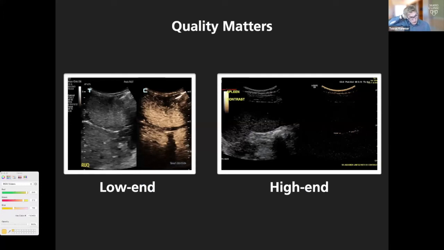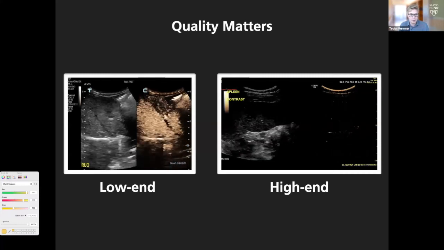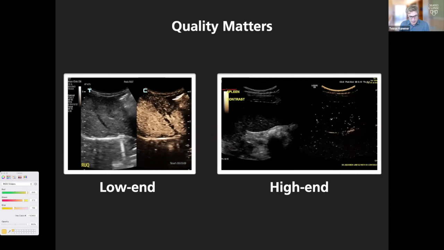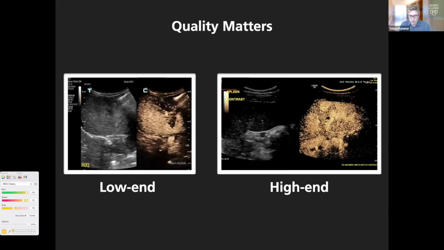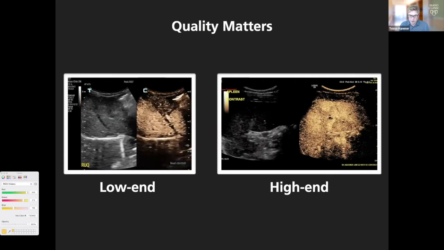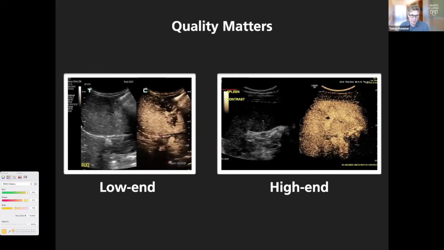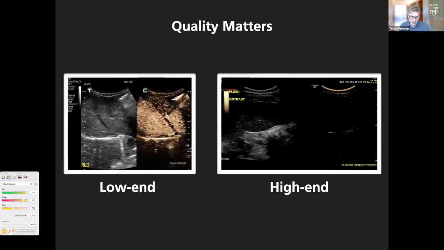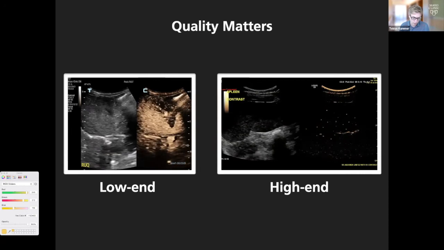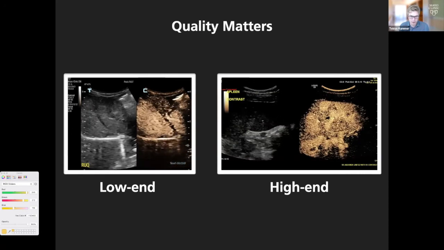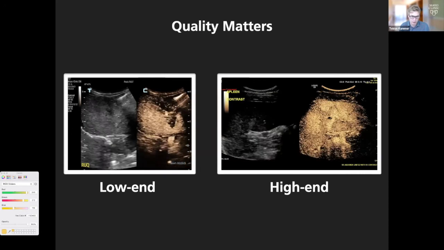The scans on the left side are from a lower end machine, on the right side a high end machine. As you can see, things like the bubble resolution and the refresh rate are much higher if you use a higher end machine. So we're not really sure how that impacts the overall sensitivity, but there is a difference. So it's really worth looking at the different contrast agents.